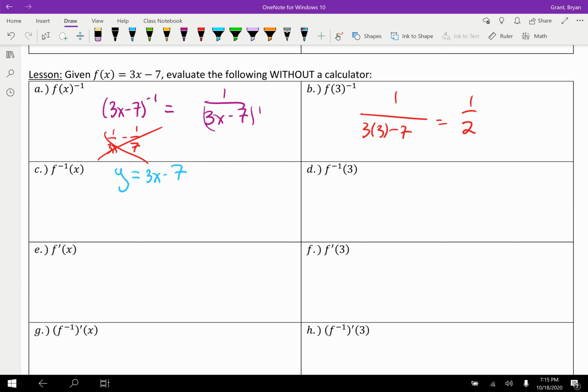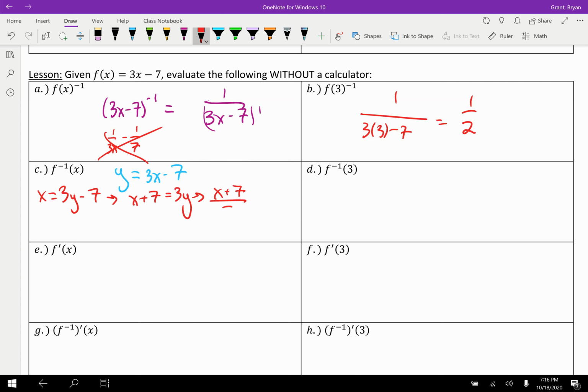When things happen to x, we just follow PEMDAS. So I think this is being multiplied by 3 first and then subtracted by 7. So my guess is the inverse will add 7 and then divide by 3. But let's double check. The algebraic way to do this, we switch x and y. So x equals 3y minus 7, and then we re-isolate y. So we add 7 to both sides, and then we divide by 3.